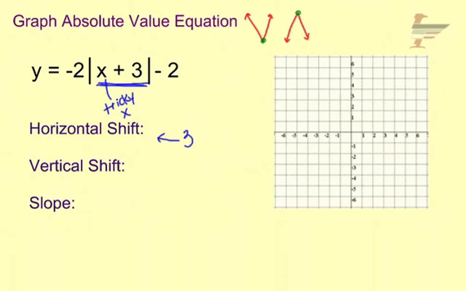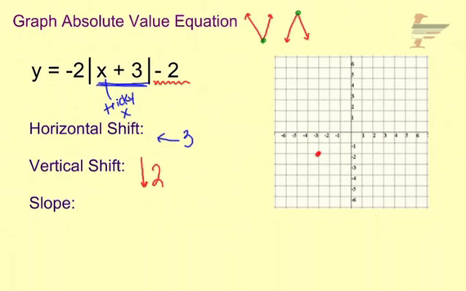Our vertical shift is much more straightforward. Any numbers off on the end here are for your vertical shift. Since it's a -2 and the vertical shift is straightforward, that just tells us we are going to be going down 2 spots. So from the origin, we can plot our vertex. We're going to go to the left 3 and down 2. There is our vertex.